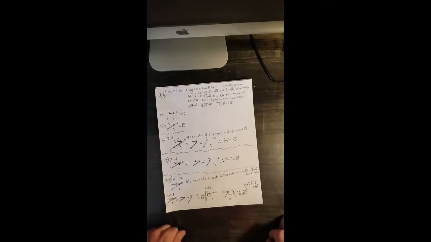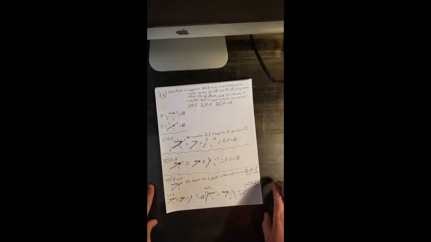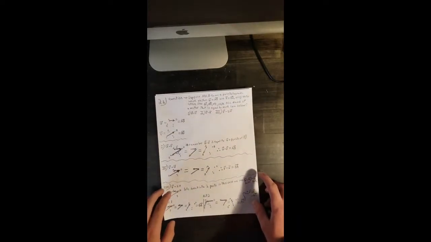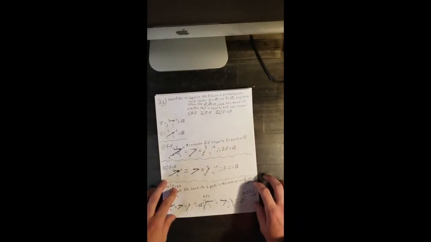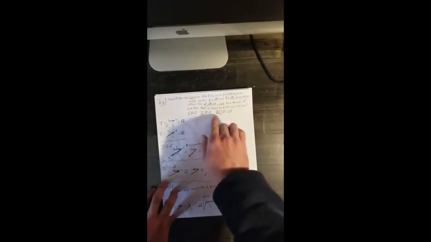Okay, now we've finally moved on to part B of question 2. The question is, suppose ABCD forms a parallelogram where vectors U equals AD and V equals BD. Using vertex letters like BC, AD, and etc., state the name of a vector that is equal to each of the sums below. 1, 2, and 3.